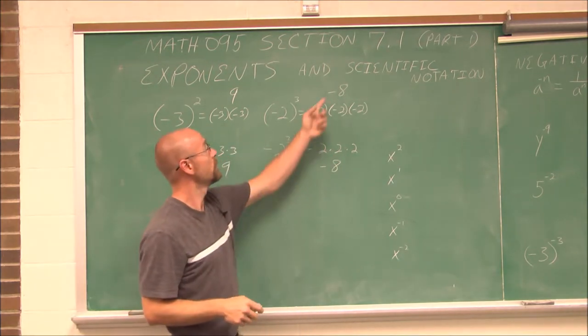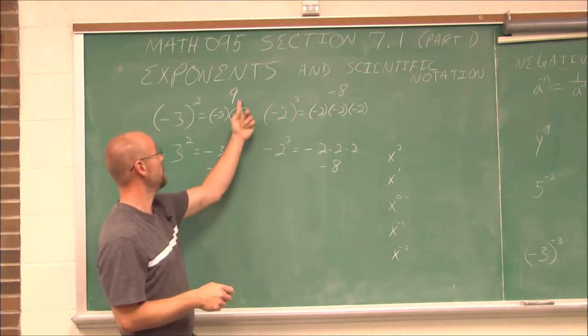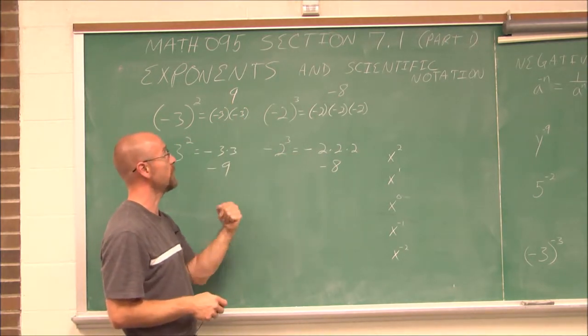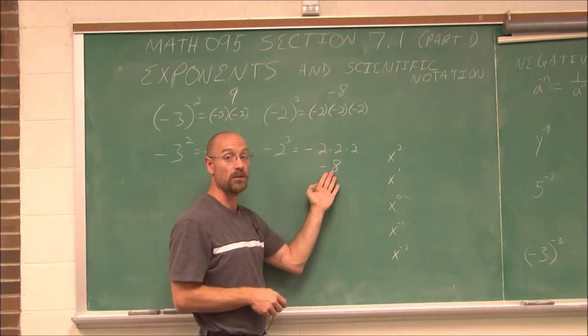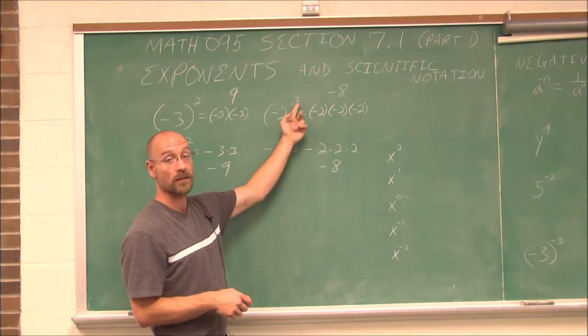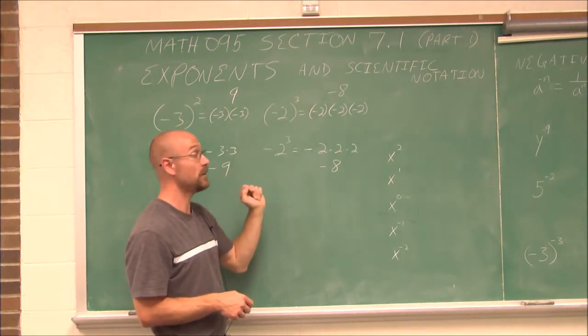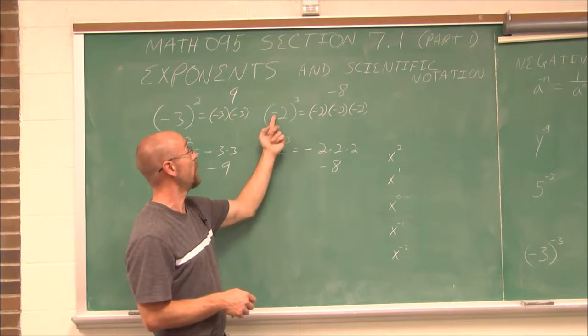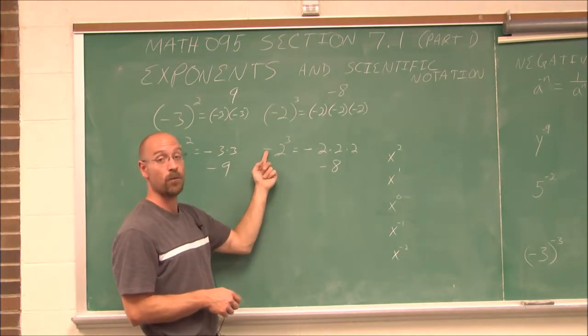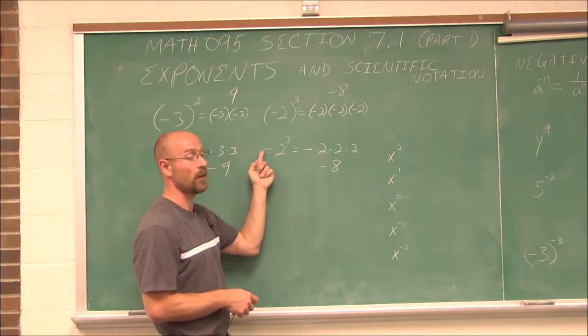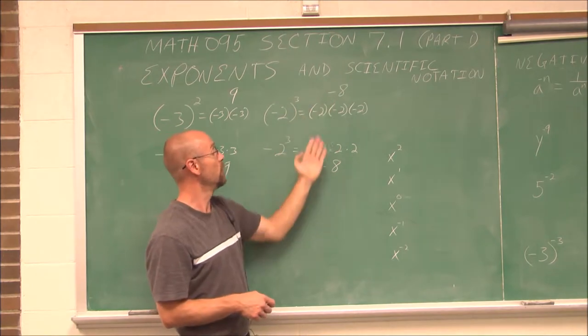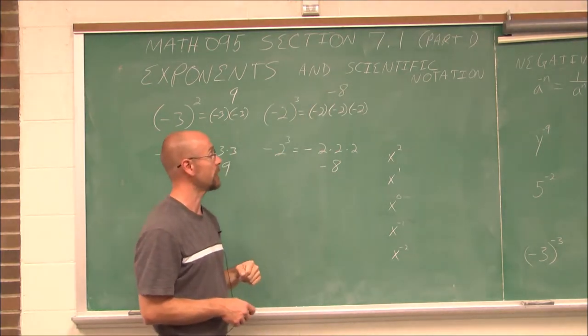Now notice, here they were the same, but here they were different. This was 9. This was negative 9. This is negative 8. This is also negative 8. And it's because of that even and odd difference. This says we have an odd number of negatives. Here we only have 1. Well, 1 is also an odd number of negatives. So both of our answers were negative in that case.